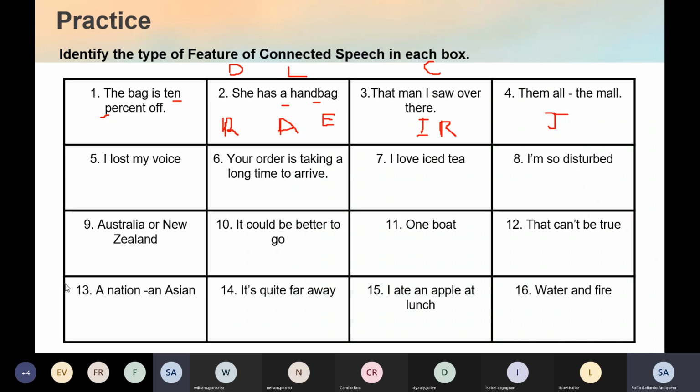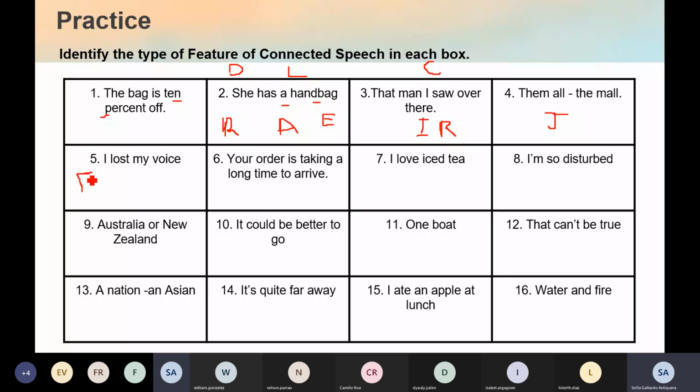I'm gonna change the pointer again. Okay, so I'm gonna read it, in order for you to try to guess: I lost my voice. I lost my voice. I think we have like an elision again. Yes, because the t is not pronounced. What else? Do you find anything else?